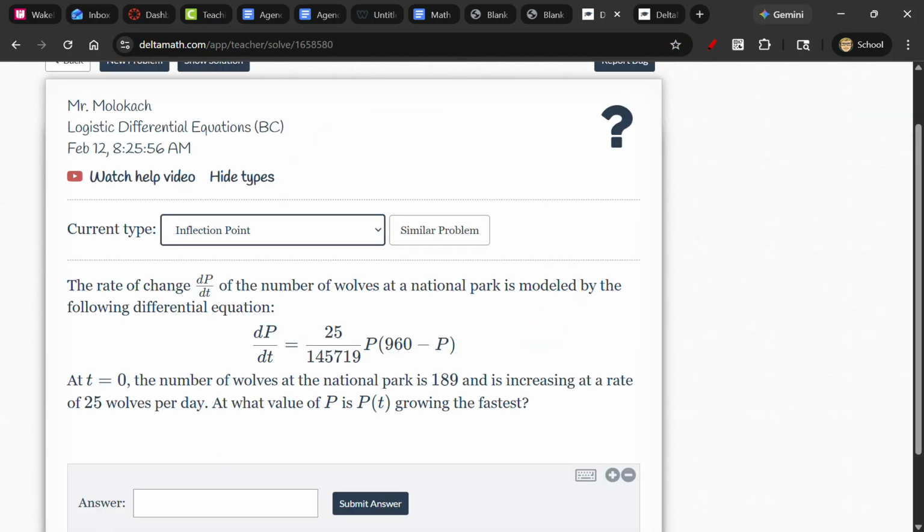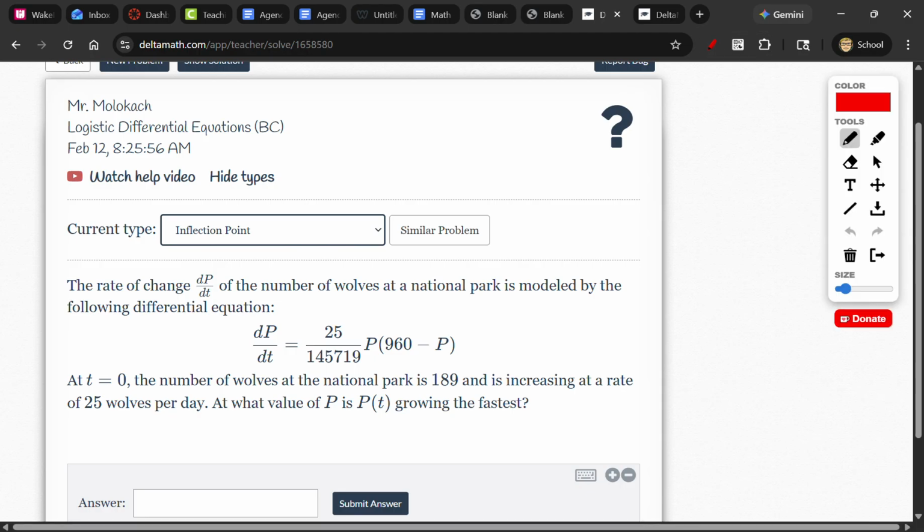I'm going to look at a couple of Delta Math problems before we close this video up. And I really don't like the default red color here, so I'm going to switch to that dark purple that I like.